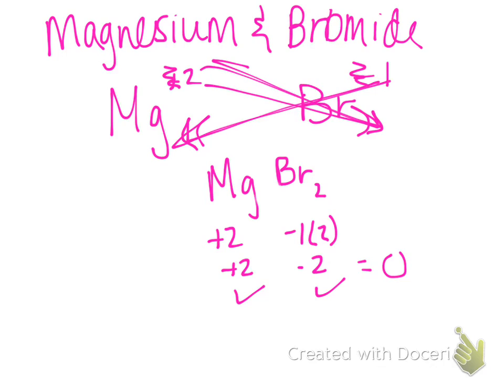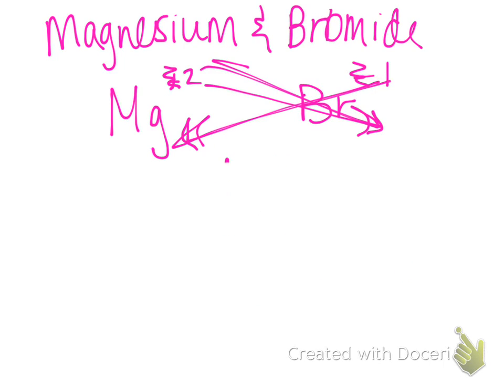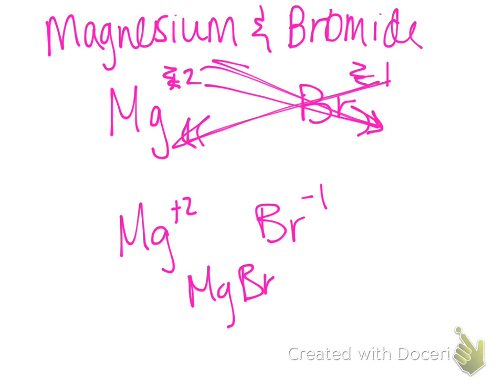Okay, the other way that we can do this is simply by thinking rationally here. If I have magnesium, which is +2, and bromine, which is -1, I need to have 2 bromine atoms to cancel out that +2 charge. So I would just say this, MgBr2. Okay, both ways give us the same thing.